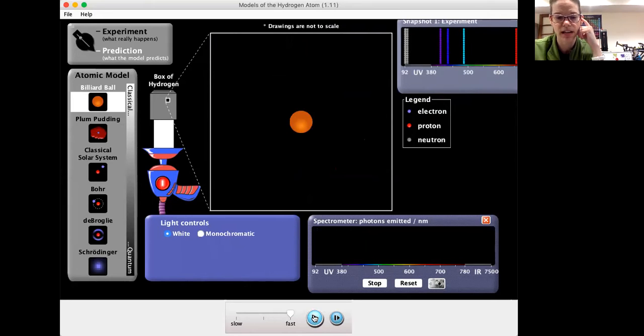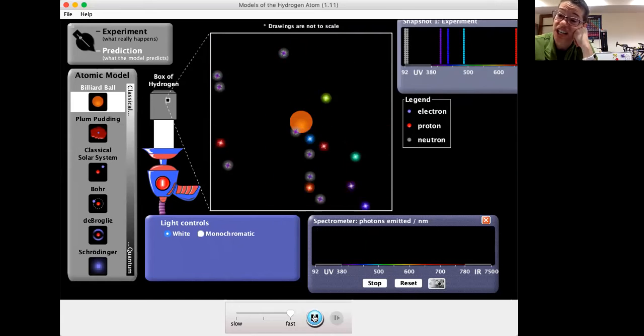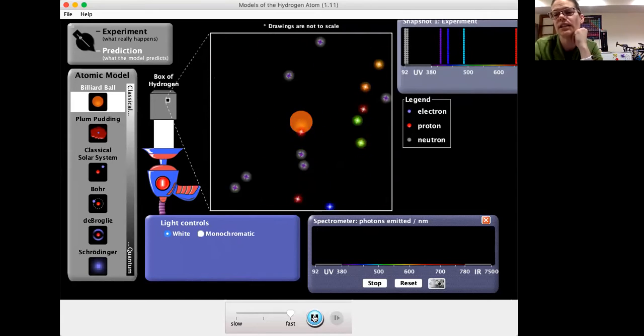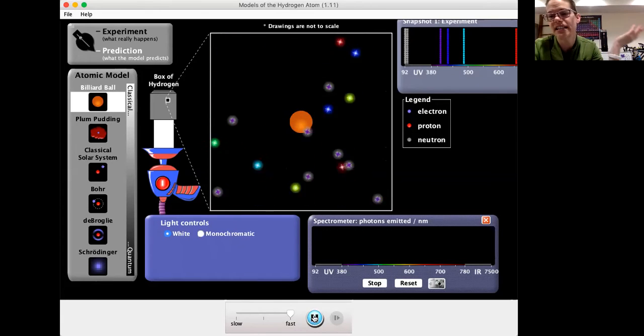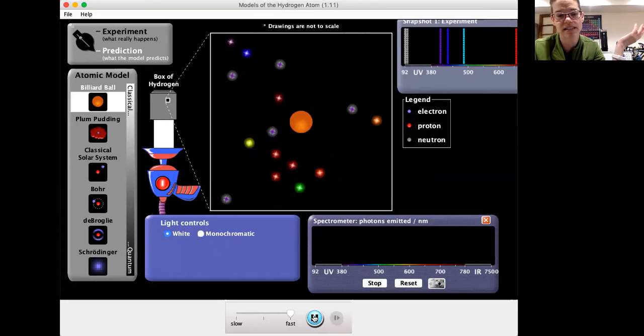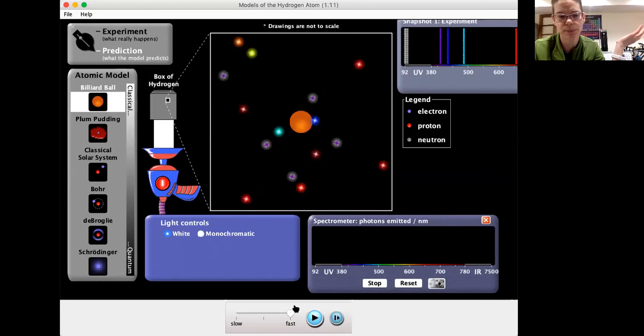If we look at John Dalton's model, it's a solid sphere. So shining light on it does literally absolutely nothing. We don't get any lines. He doesn't even think there's any parts to an atom. So that doesn't make any sense whatsoever.